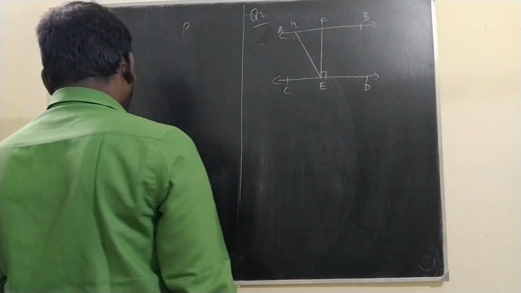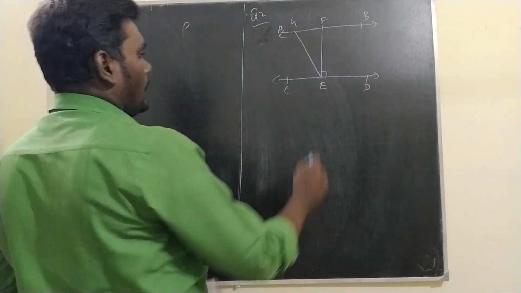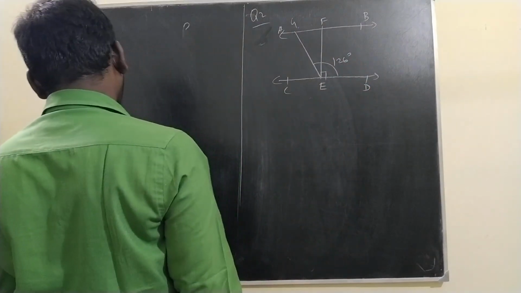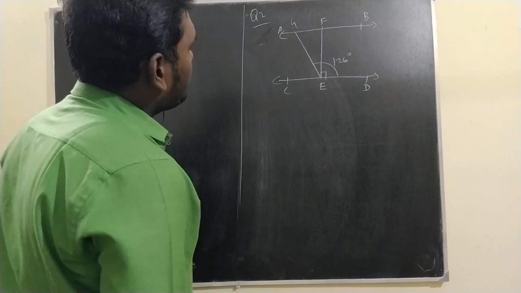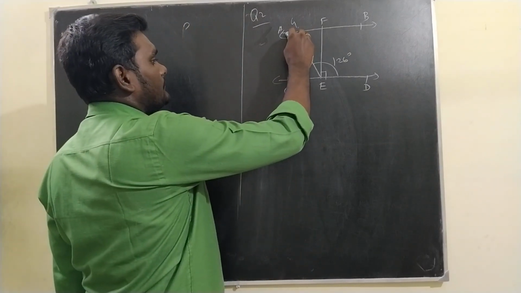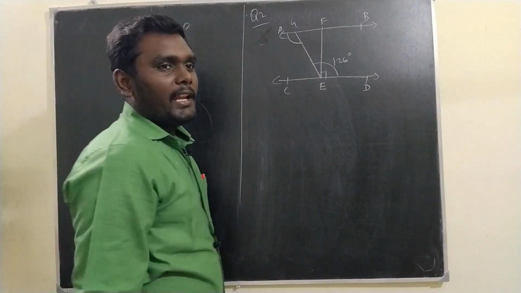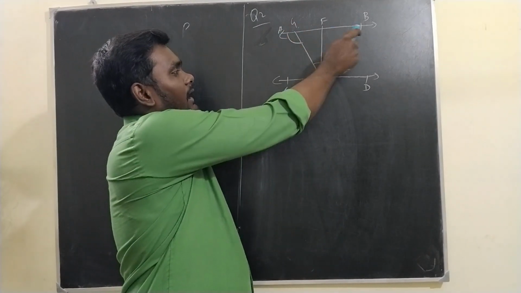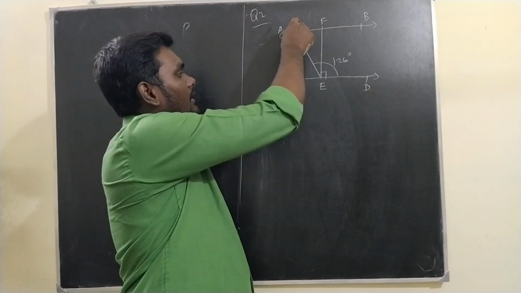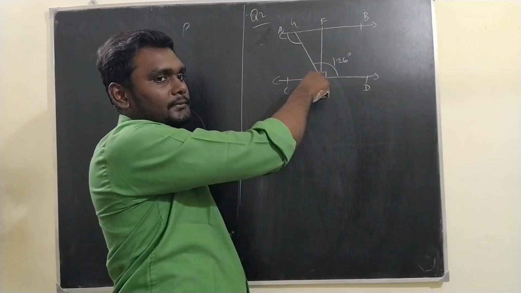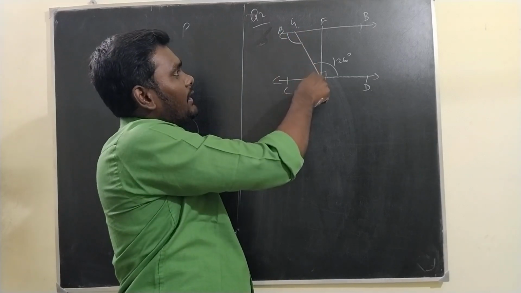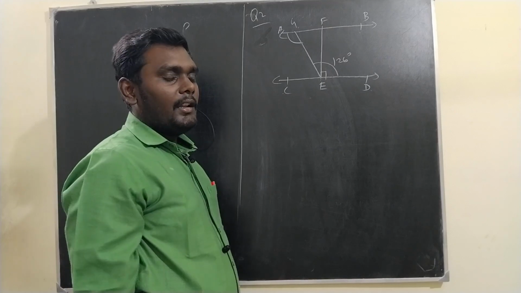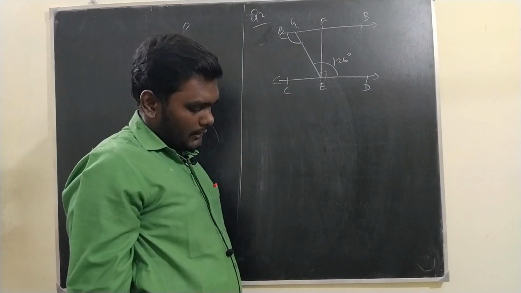Okay, mark the given things. Angle GED is 126 degrees. And then we have to find AGE. AGE is here. See, what about AGE? The line AB is parallel to CD. GE is the transversal. In that, AGE is equal to GED, shall we say? Alternate interior angles. That's all.